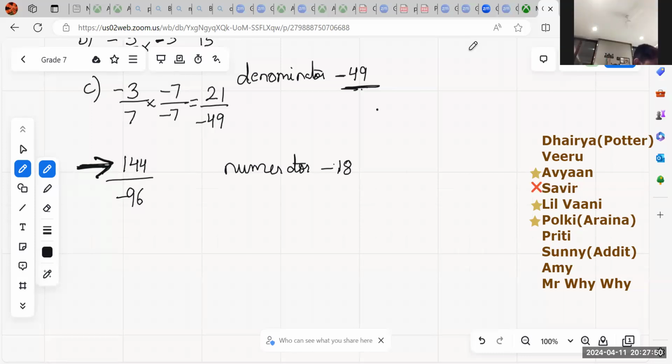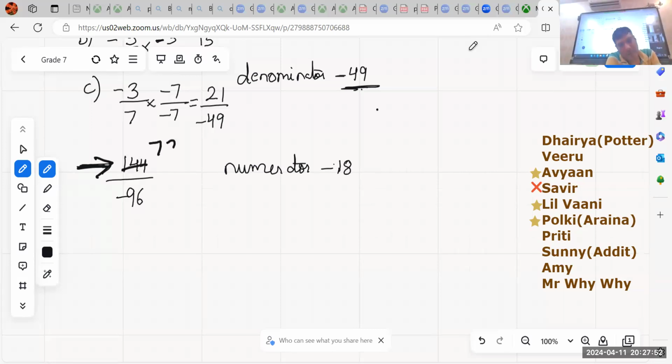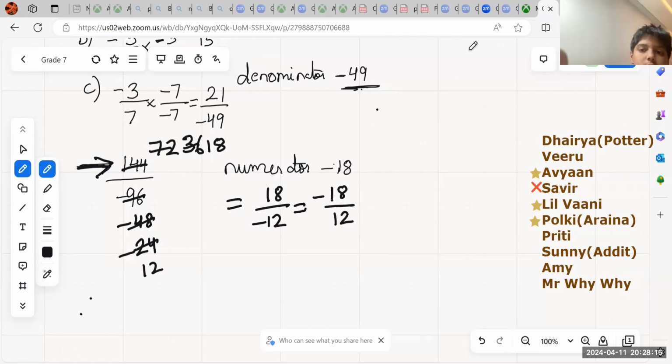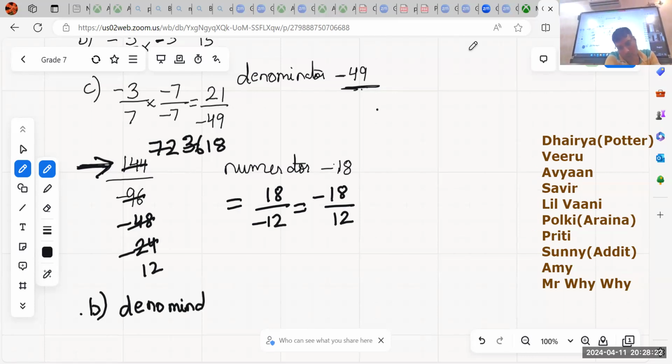All right, let's see. So I will simplify. This will become 72. This will become -48. Then I'll simplify more. This will become 36. This will become -24. Then I'll simplify more. This will become 18. This will become 12. I will get 18 upon -12, which I can write as -18 upon 12. Got it, guys? Yes, sir. So the rational number is the same. You have to express it in denominator.